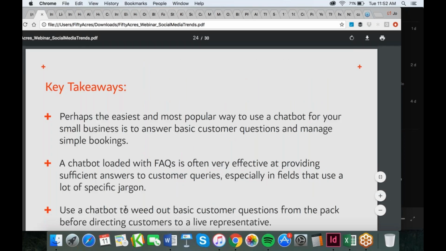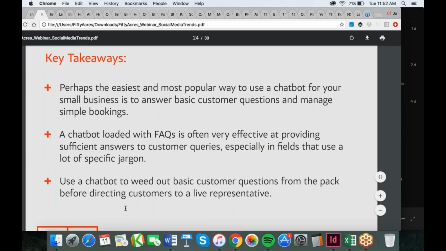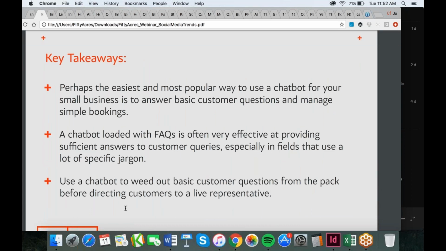So key takeaways there. Perhaps the easiest and the most popular way to use a chatbot for your small business is to answer basic customer questions and manage simple bookings. So give that a go. There are chatbot platforms that you can use in your website. They're easily downloadable and implemented. A chatbot loaded with FAQs is often very effective at providing sufficient answers to customer queries, especially in fields that use a lot of specific jargon. Use a chatbot to weed out basic customer questions from the pack before directing customers to a live representative.